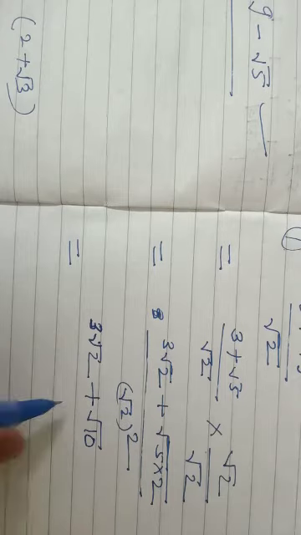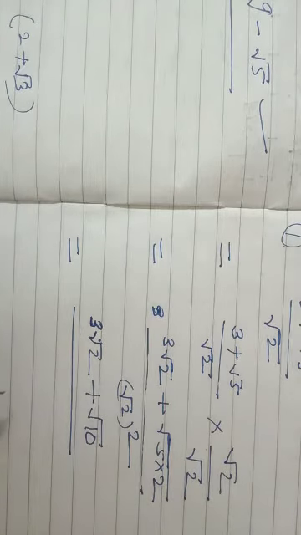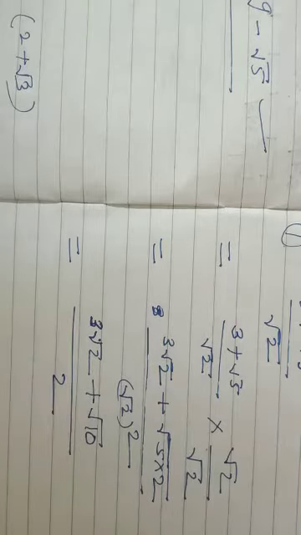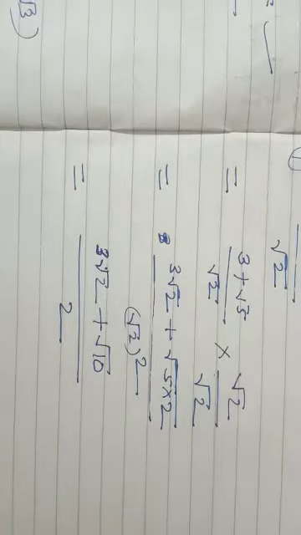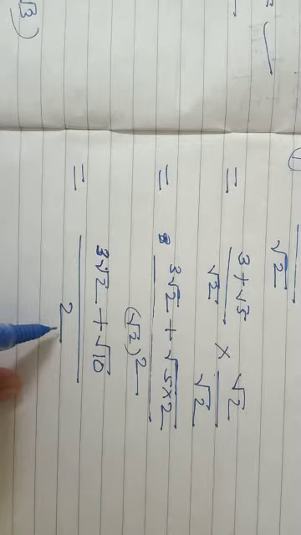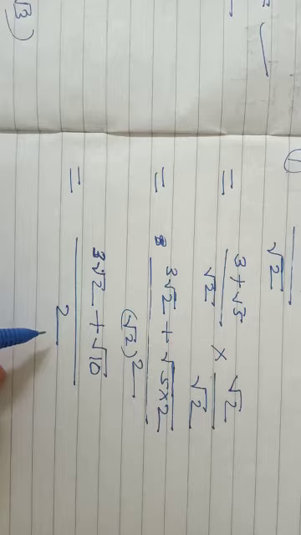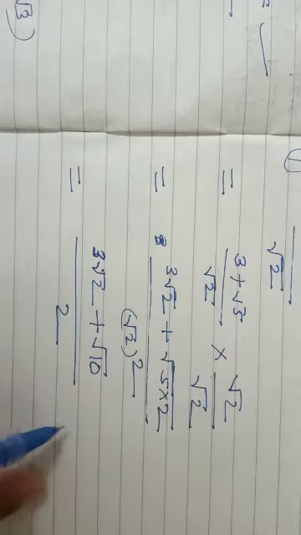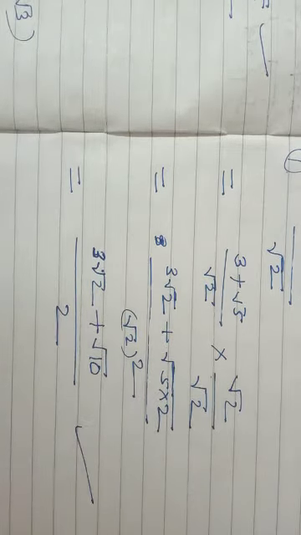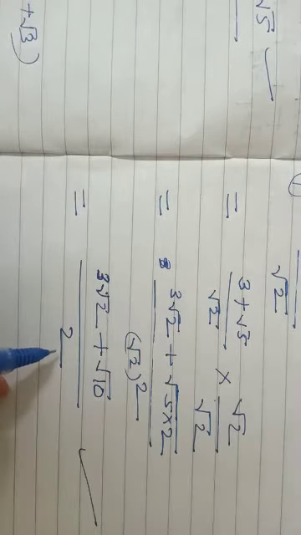3 root 2 plus root 10 upon square of root 2, that will be the 2. Now you can see what is 2. 2 is a rational number. And what is our question? Rationalize the denominator. And we have already done our work because our denominator is rationalized this time.